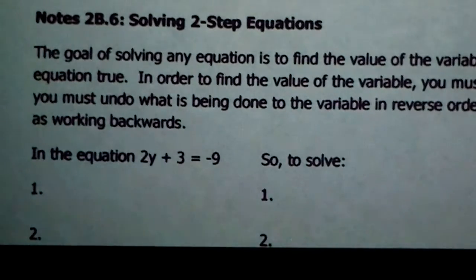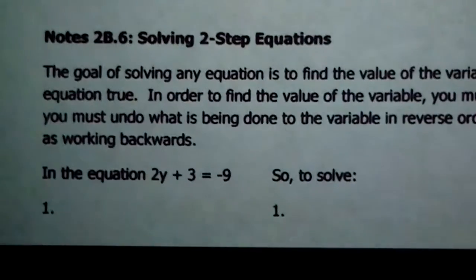The difference between one-step and two-step equations is two-step equations have two steps to solve them. I know, pretty crazy and tricky. Alright, so the goal is still the same. We want to get the variable by itself on one side of the equation, and to do that, you basically have to undo whatever is being done to it.